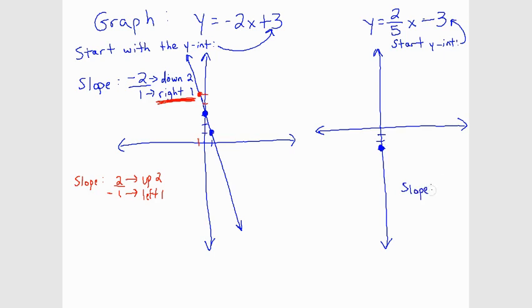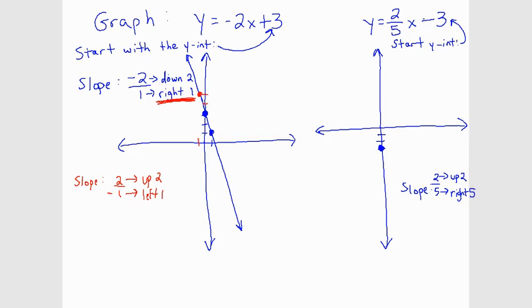Slope. Now, this time my slope is a fraction. That's great news. I don't have to remember to take an integer and make it a fraction. Both numbers are positive because the fraction overall is positive. Okay? So this is up 2 and right 5. So I'm going to go up 1, 2.